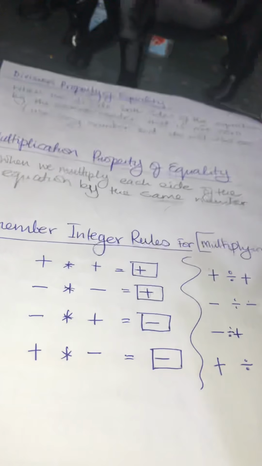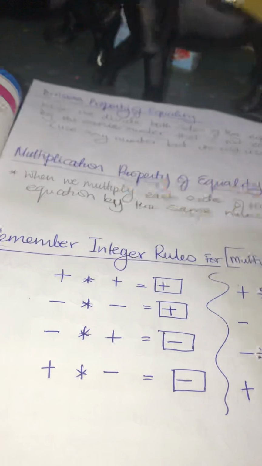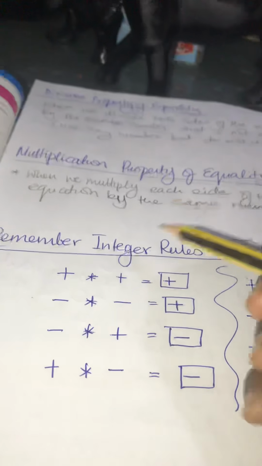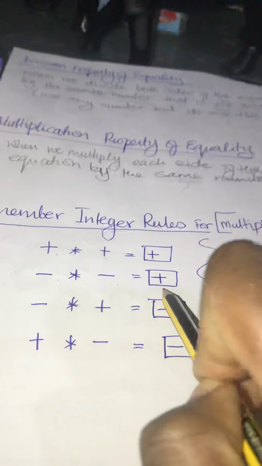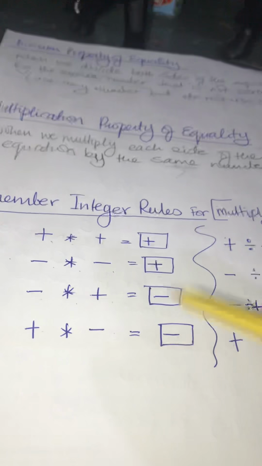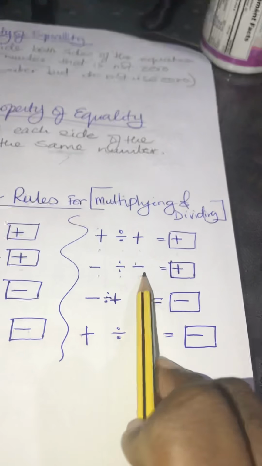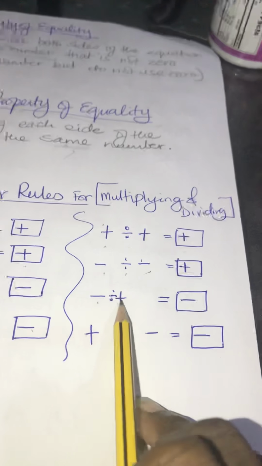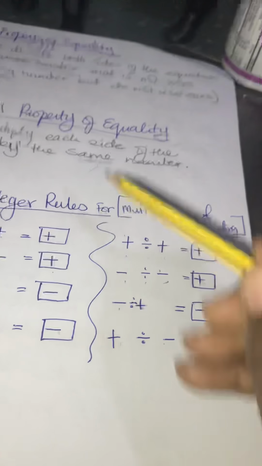All right. Also, I have reminded you, remember integer rules because you need them in this lesson. If you do them wrongly, your answer will be wrong. Positive multiply positive, positive. Negative multiply negative, positive. Negative multiply positive, negative. Positive multiply negative, negative. A positive divide a positive, positive. A negative divide a negative, positive. A negative divide a positive, negative. A positive divide a negative, a negative. So if you read your question wrongly, you will get wrong. So let's do an example.